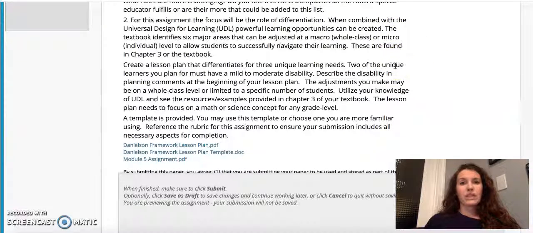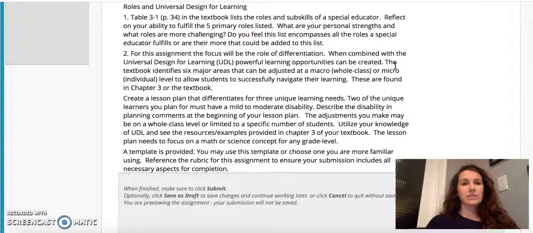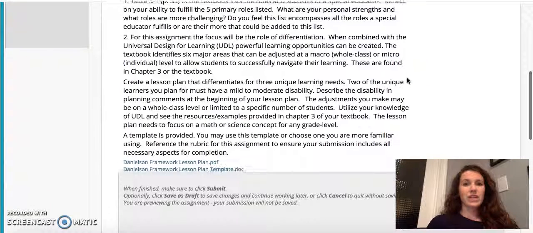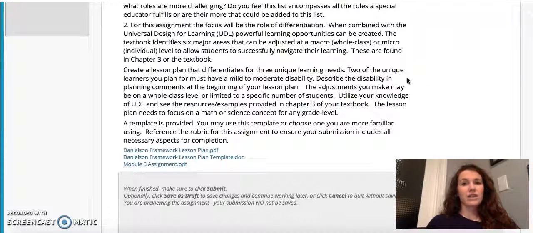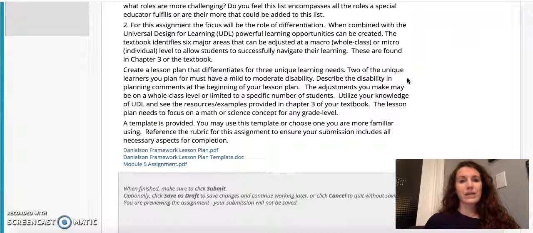We talked about before looking at differentiation. So there are two components. The first one was this more reflective part where we're looking at the roles of a teacher, and then looking at the 6 major areas that can be adjusted to differentiate for student learning. And there are whole class, which are those macro type, and then micro, which are individual level differentiation strategies. If you are wondering about this, that's what's in chapter 3 of your textbook. So I would recommend revisiting that if you were thinking, I'm not sure about how to do that for our assignment. You will need to create one lesson plan.